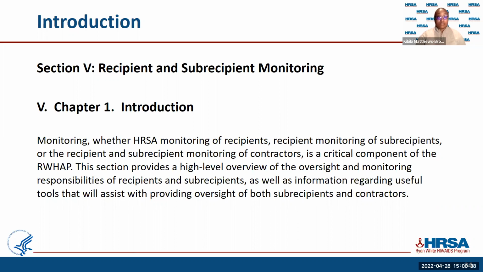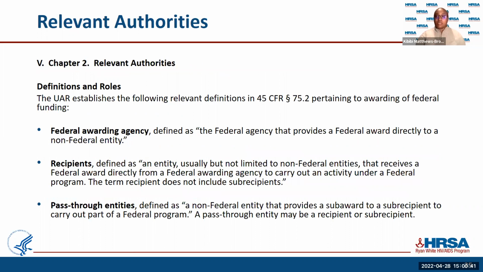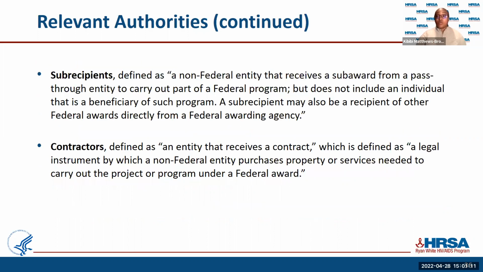Next slide, please. Next up, chapter 2, it goes into relevant authorities. So here, we took the opportunity to define some key terms as it relates to 45 CFR Part 75. So we provide you with the definition as it relates to federal awarding agency, because we want to make sure that you all understand what those definitions mean to us, so that we're all working from the same source. We define recipients, we define pass-through entities. Next slide, please. We clearly outline as found in 45 CFR Part 75 what the definition of a recipient is, as well as what the definition of a contractor is.